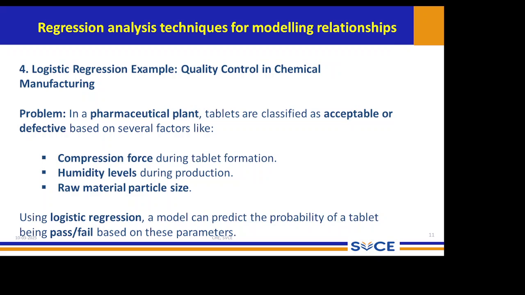For example, in tablet manufacturing, compression force is important, humidity level is important, and raw material particle size is very important in order to obtain a product which is in an acceptable range. Otherwise, it is considered defective. For example, compression force. If the compression is not proper, what will happen? The tablet is not tightly packed. Obviously, it may get loosely packed. When the patient wants to take it, it will be in a powder form. So the compression force should be exactly correct while manufacturing the tablet.